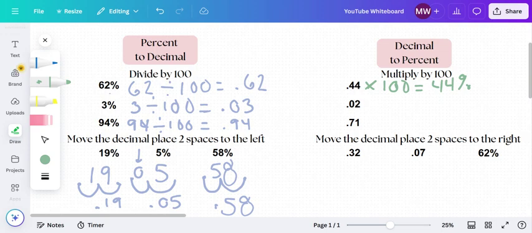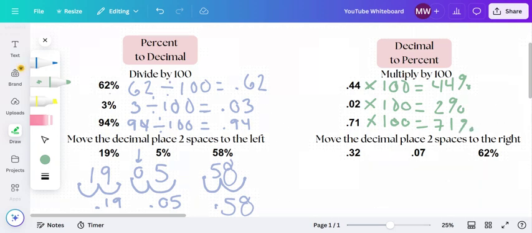So let's try this with the second example, 0.02 or 2 hundredths. Again, I'm going to multiply by 100. And that will get me 2. And I put my percent sign on the end. Last example up here, 0.71 or 71 hundredths times 100 will get me 71. And then I add my percent sign onto the end.